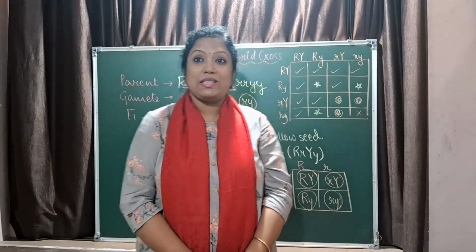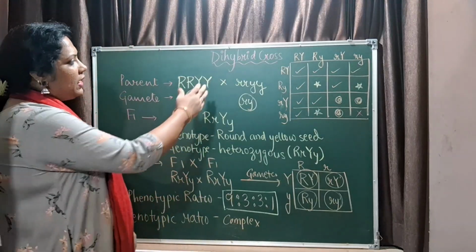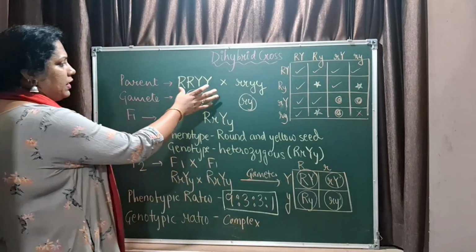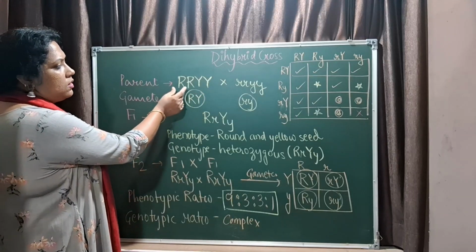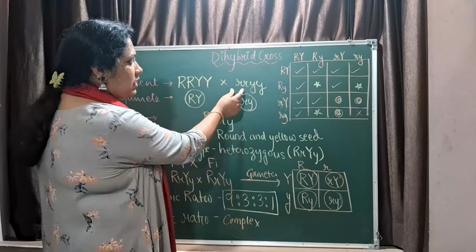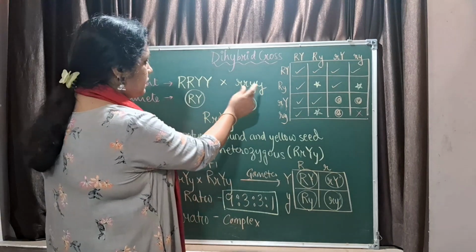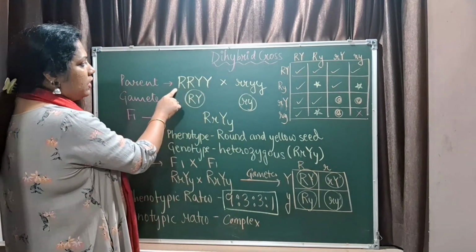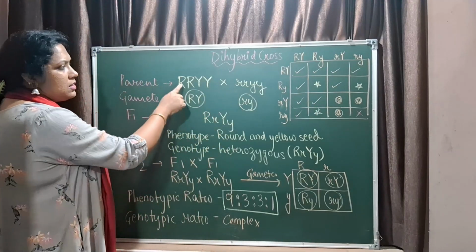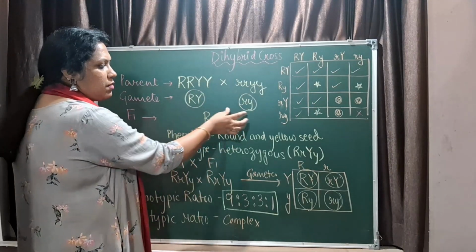Now next topic is the dihybrid cross. You have seen the dihybrid cross; I have already done the cross to save your time. Here I have taken the parents as round and yellow seed, and wrinkled and green seed. So this is round and yellow, this is green and wrinkled. Since they are homozygous, they will have similar gametes.